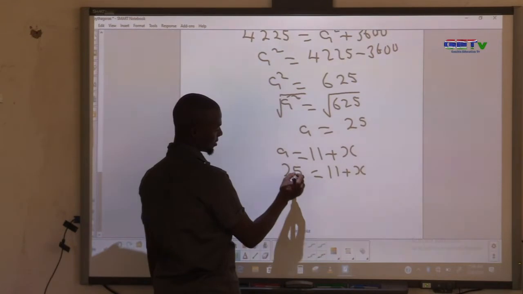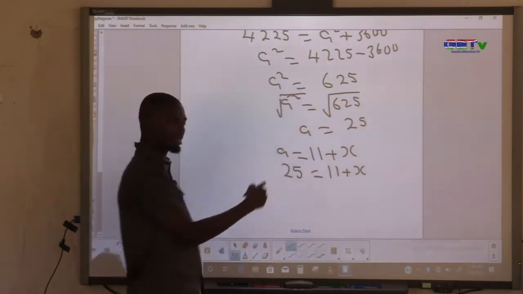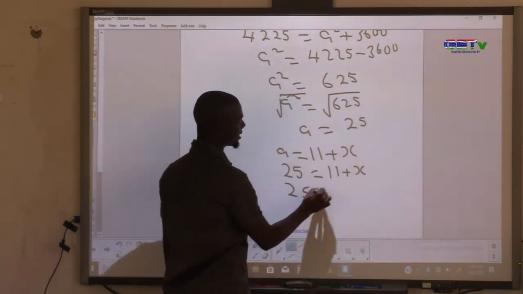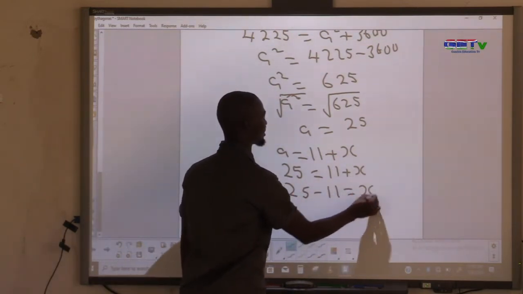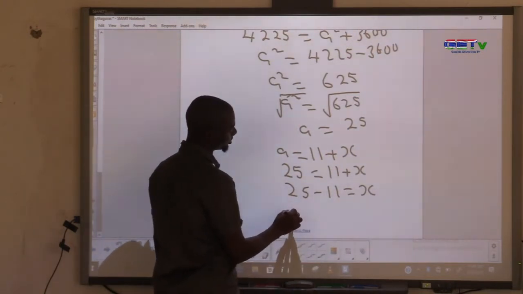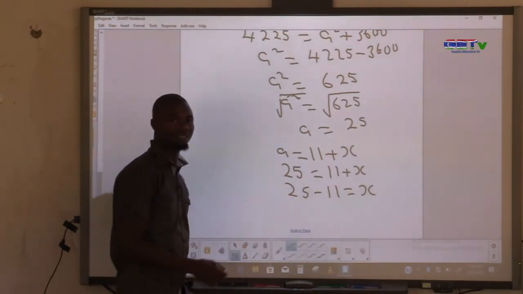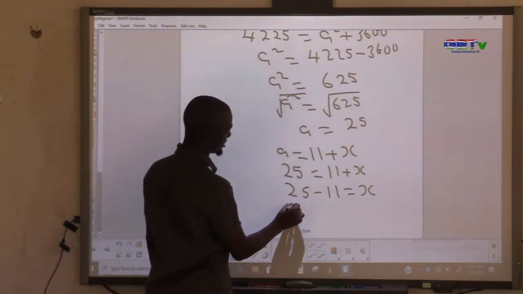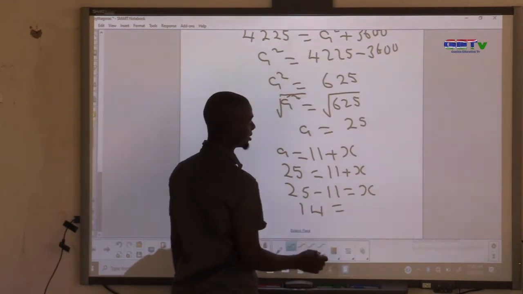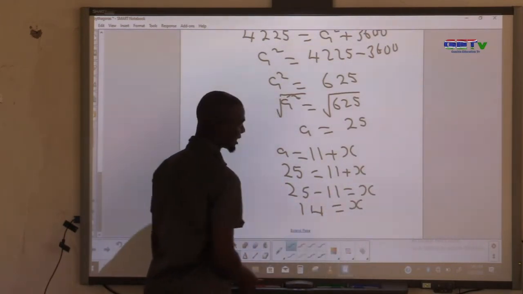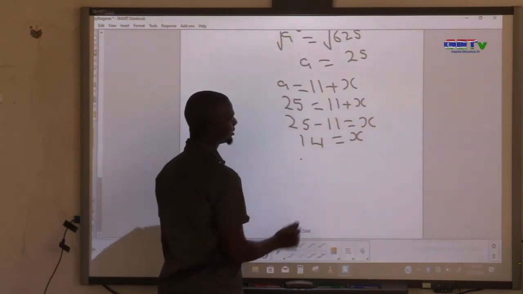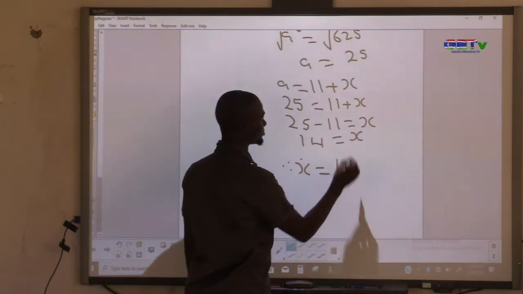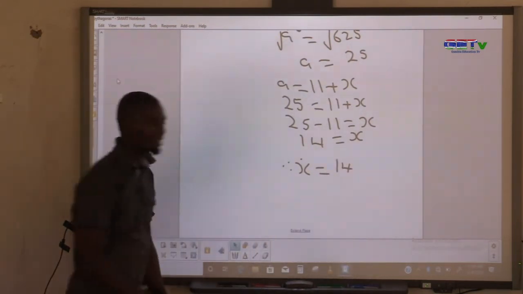Now A being 25 substituted, how do we get the value of x? We transpose the 11. So we will have 25 minus 11 is equals to x. How much is 25 minus 11? 25 minus 11 is 14, which is equals to x. So you are asked to find the value of x in the diagram, and therefore the value of x is equals to 14.